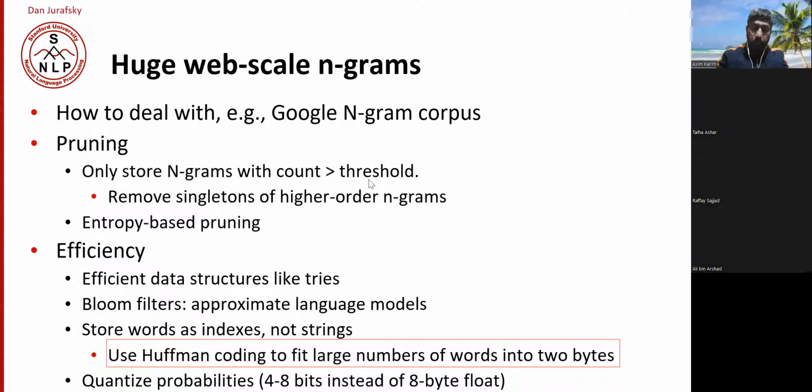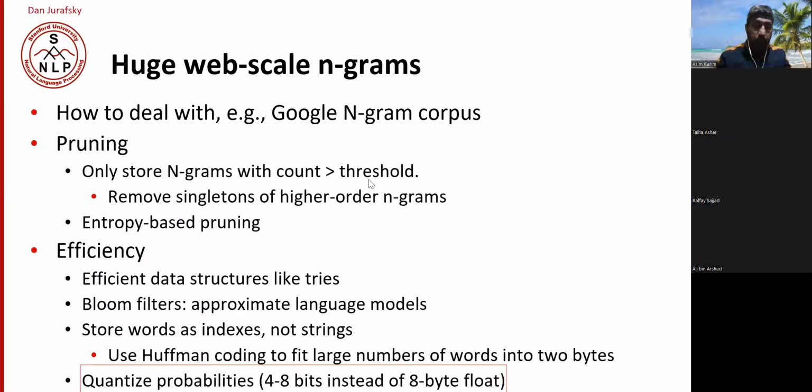And then, of course, probabilities are usually decimal fractions, and you might have to retain them to a certain number of decimal places, which would take space. So you can use other compression techniques to reduce the space requirement, like Huffman coding. You can also quantize probabilities. So these are some ideas that are often used for very large scale n-grams, and most of these ideas are meant to improve computational as well as space efficiency.